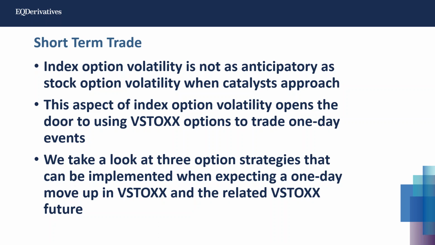Broad-based index option implied volatility is not as anticipatory as individual stock option volatility. And because of that, if you've got a broad-based catalyst on the horizon, you can possibly play that catalyst or protect yourself if you think that we're going to have a volatility event around that catalyst using VSTOXX options. And that's what I'm going to take a look at here. I'm going to take data from October 1st of last year, a day before we got some news on the continuing Brexit saga, and just show some different ways that you could go about playing this.